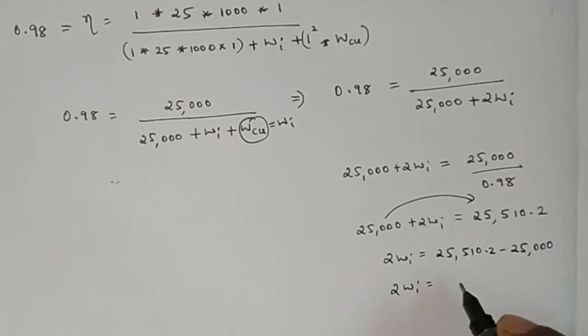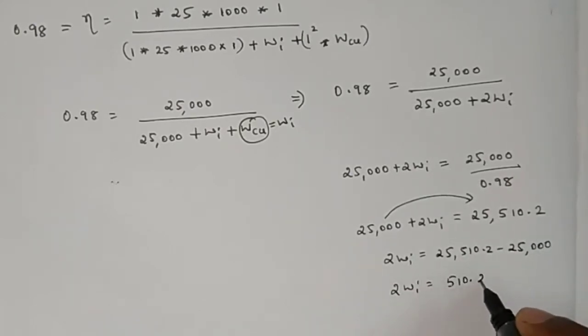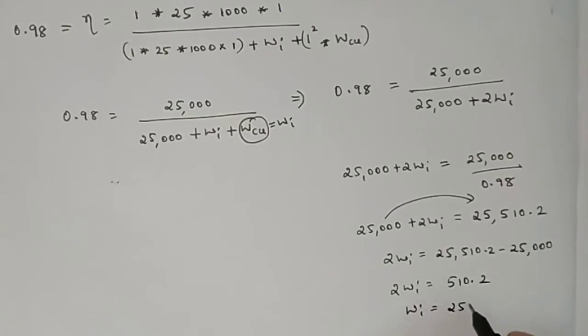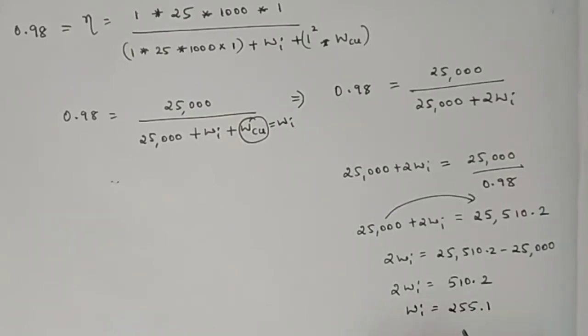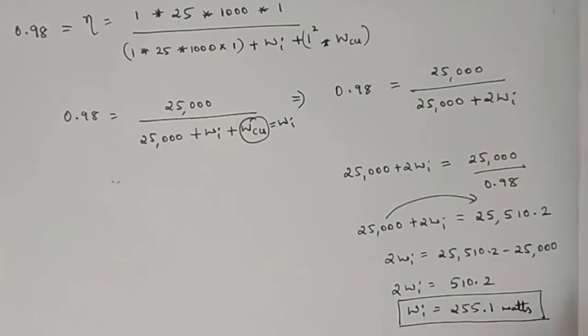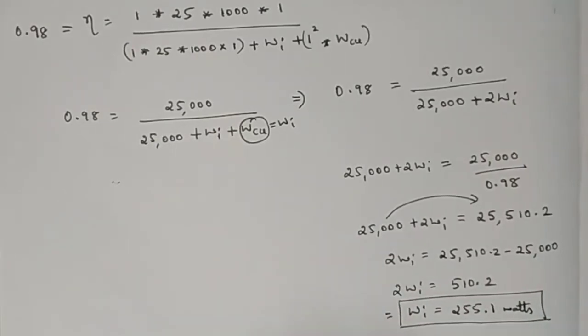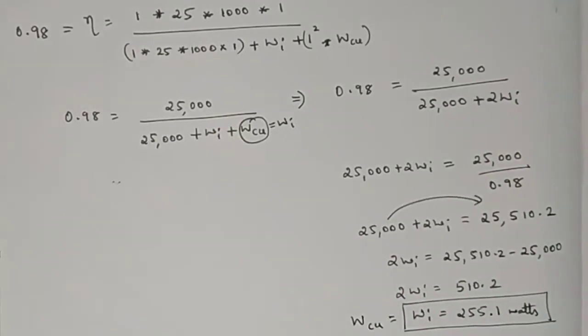So 2 times iron loss is equal to 510.2. So iron loss will be 255.1. The unit for losses in a transformer, as I told, losses are power losses, so the unit will be watts. So iron loss you got the value as 255.1 watts, which is equal to copper loss. Therefore copper loss is also 255.1 watts.